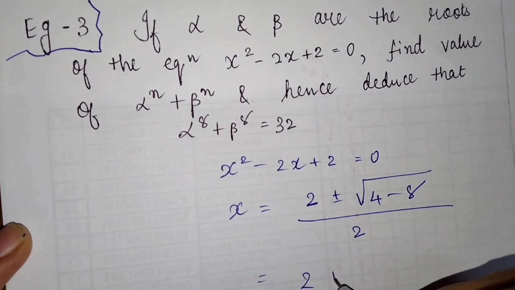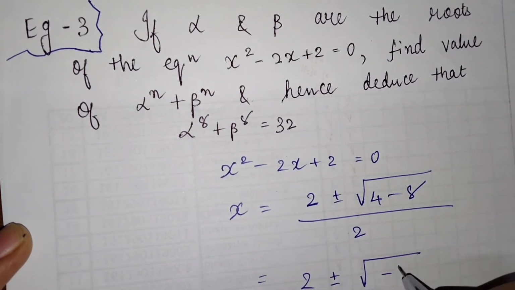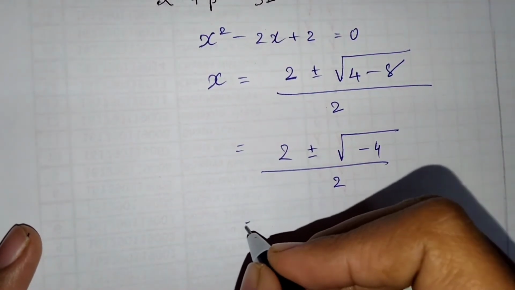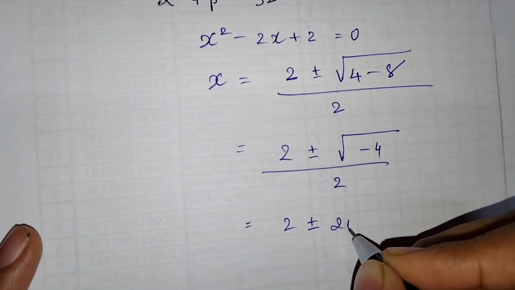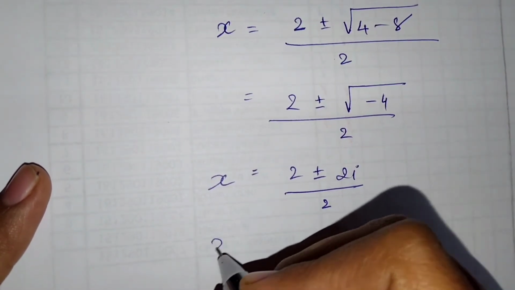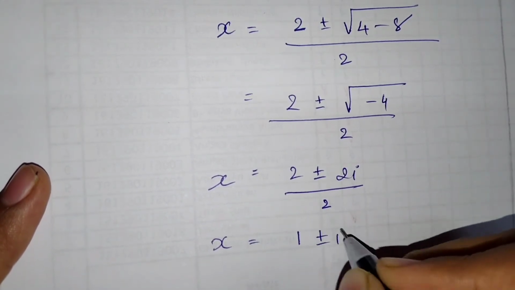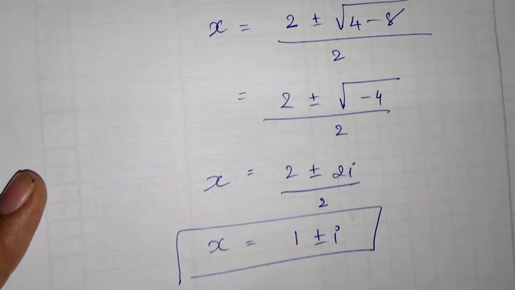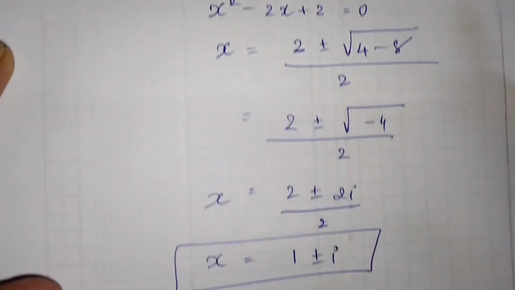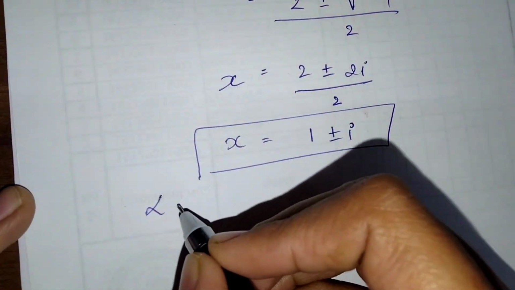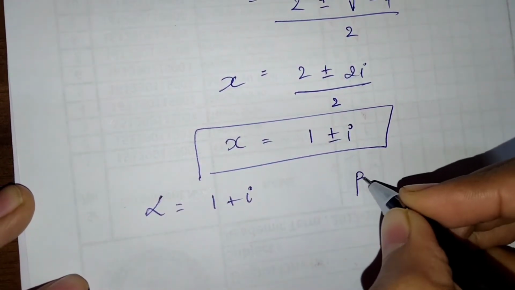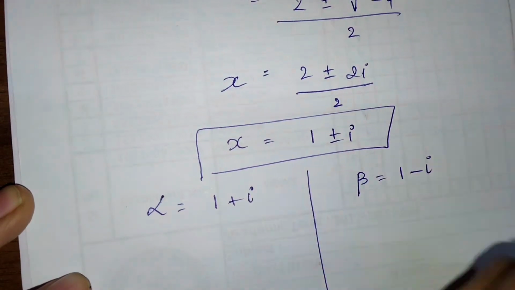And if you solve it further, you will get minus 4 by 2. So that is equivalent to 2 plus or minus 2i upon 2. So we got x equal to 1 plus or minus i. But what is told here is that alpha and beta are the roots of the equation. So we will take alpha equal to 1 plus i and beta equal to 1 minus i.